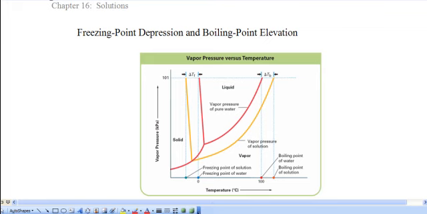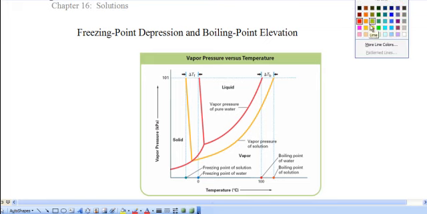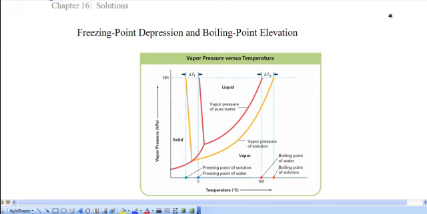Now, just a reminder that what happens is when you add a solute to a solution, the vapor pressure lowers. And by lowering the vapor pressure, you have two effects. Number one, the freezing point is going to be lowered, and in addition to that, the boiling point is going to be elevated. And so we want to actually calculate what those changes in temperature would be.